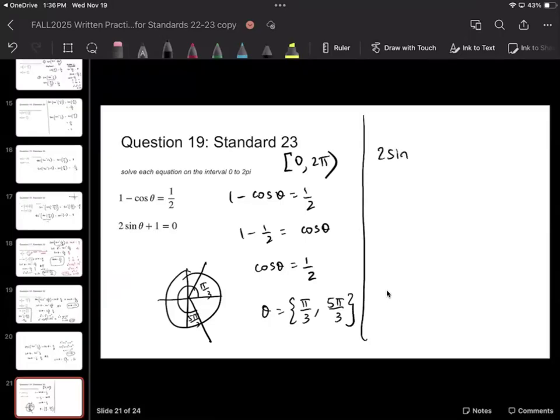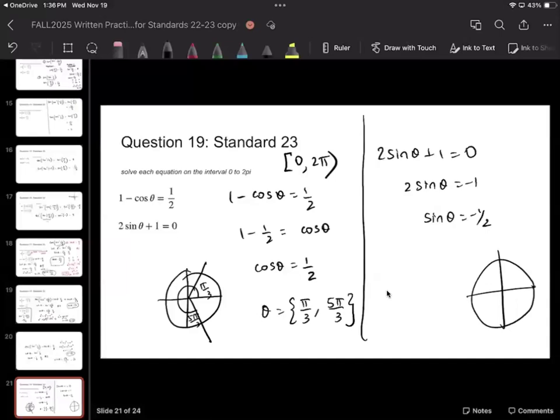2 sine theta plus 1 is 0. 2 sine theta is negative 1. Sine theta is negative 1/2. Now, where is sine theta negative 1/2? It's going to be quadrants 3 and 4. So 3, 4. So the angles are going to be 7 pi over 6, 11 pi over 6.